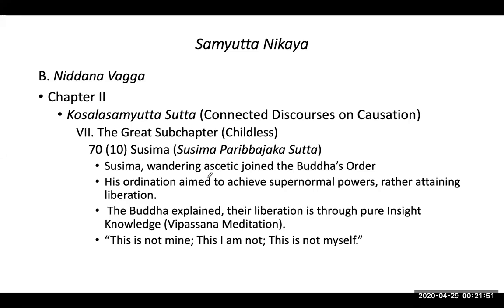When Sushima realized arahantship himself without coming into possession of the supernormal powers, he confessed to the Buddha that his original motivation for joining the Sangha was to pursue supernormal power. And Sushima begged to be pardoned for such evil intention. But the Buddha understood, and the Buddha accepted Sushima, allowing him to stay and be a member of the Sangha.